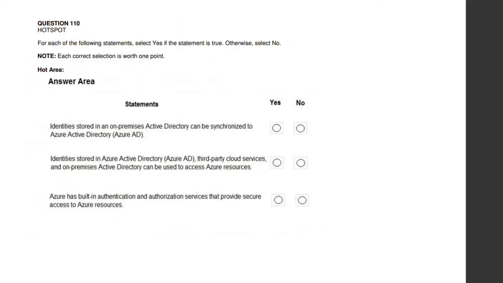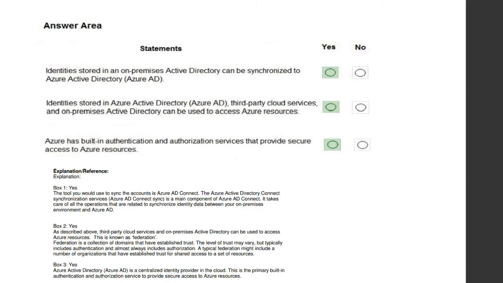So moving to the 110 question. It's true or false again. Identities stored in on-premises Active Directory can be synchronized to Azure Active Directory. So it's possible, so the answer is yes. Identities stored in Azure Active Directory, third-party cloud services, and on-premises Active Directory can be used to access Azure resources. So you can access, so the answer is again true or yes. Azure has a built-in authentication and authorization service that provides secure access to Azure resources. Obviously, so the answer is yes.